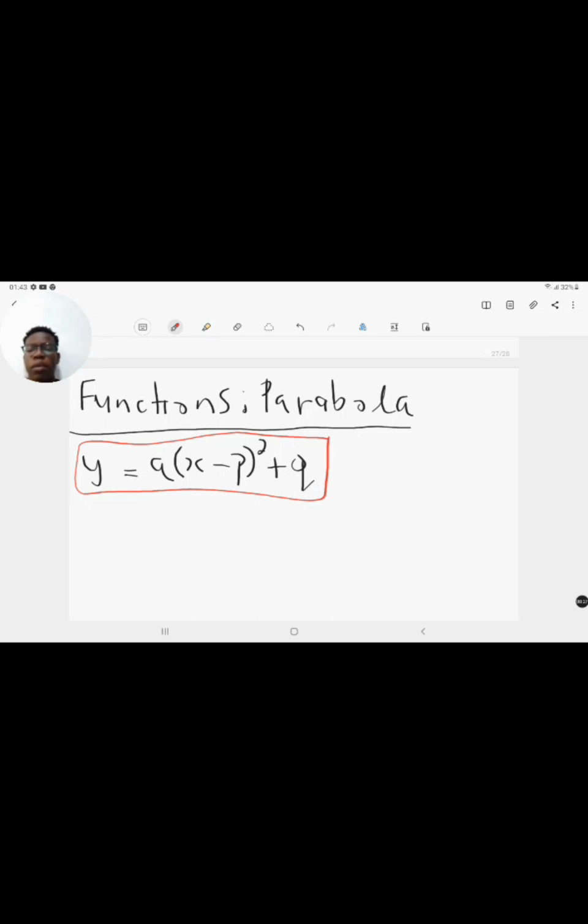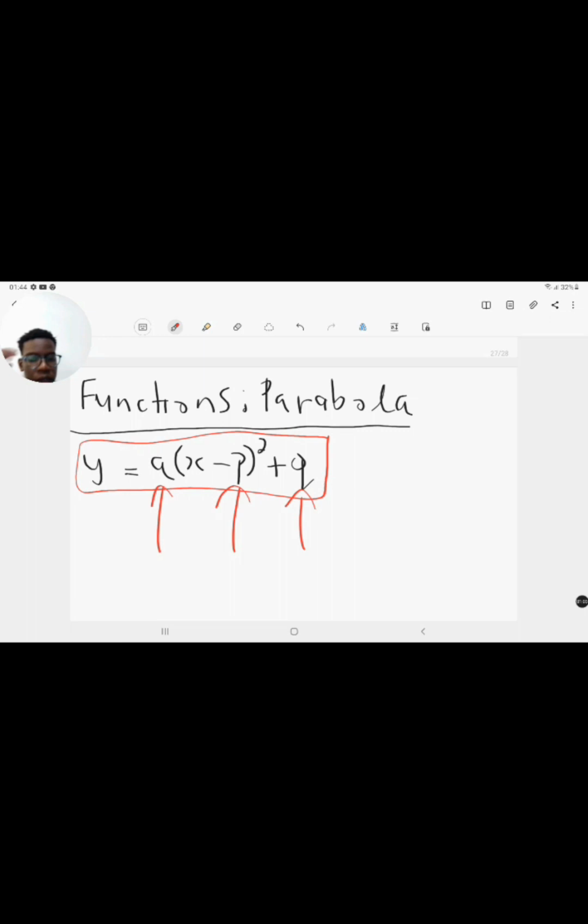Okay, I'm going to be describing what each of those parameters in this equation means. So p, q, a, and x and y, we already know what they mean. I'm going to be explaining this equation, why it's important, or its advantage over the other standard form that we started off with, and we will do one or two simple examples to understand this standard form better.